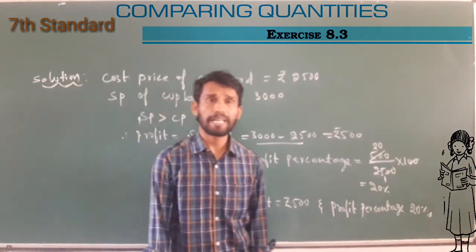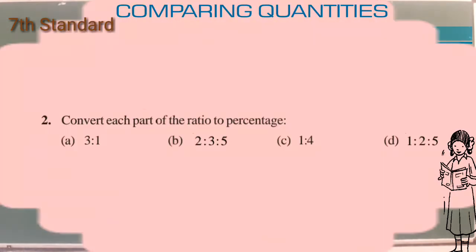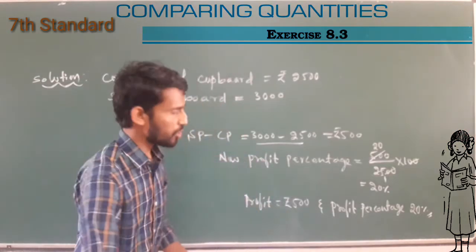Okay, dear friend. Next, I am taking the second question in exercise 8.3. Second question: convert each part of the ratio to percentages. In this second question, I am solving only two parts. You solve the remaining on your own. First one, 3 is to 1, and second one, 2 is to 3 is to 5. Okay, let us see the first one's solution.